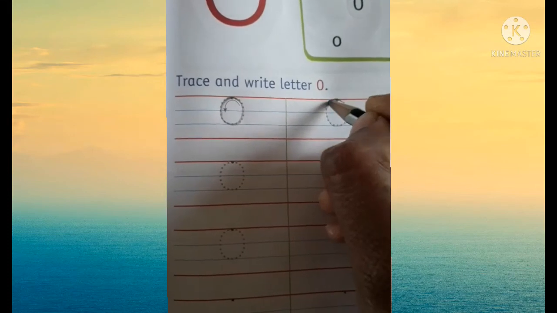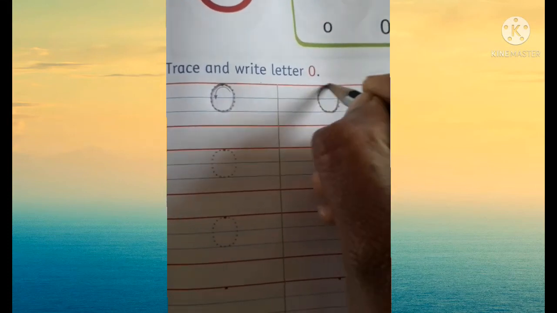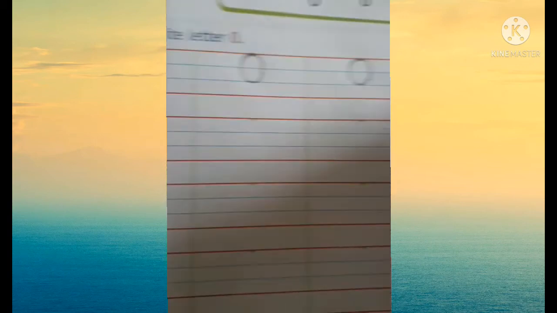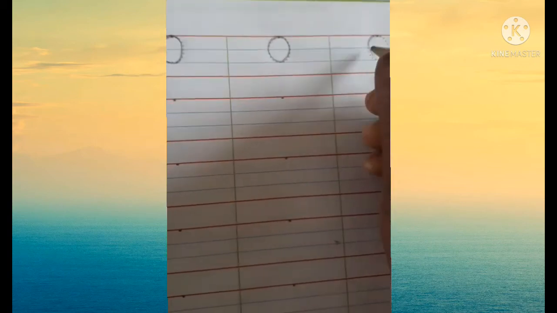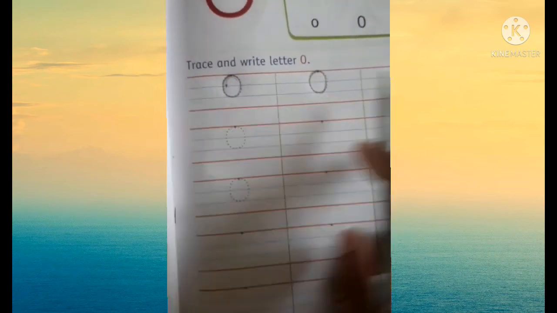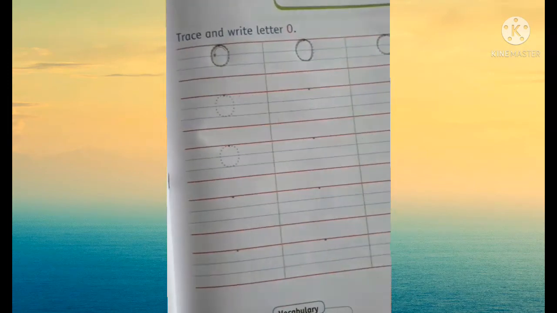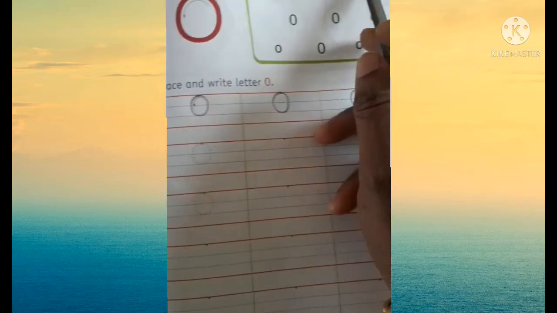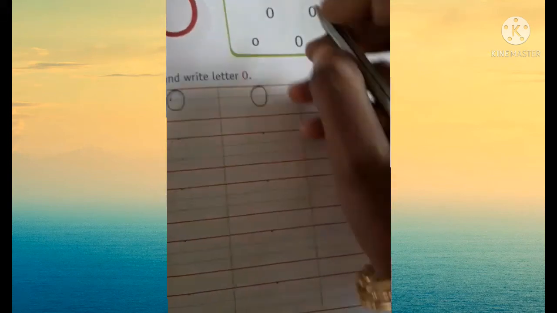O. You have to trace and write O letter. Okay. Children, you have to trace and write O letter in your textbook and also in your notebook. Circle capital O. You have to circle only capital letter O.